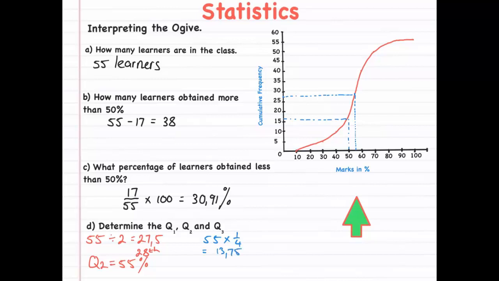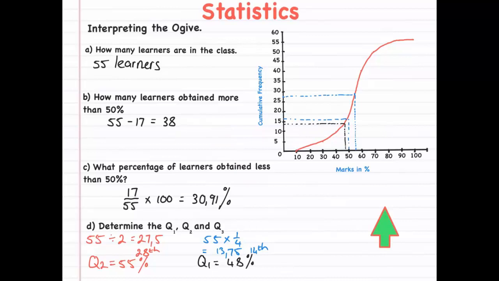13.75. So we're looking at the 14th value, and again the 14th value is just below the 15, and I'll do this one in my black pen. So we go from 14 there all the way to the right, and then we go all the way down, and that looks like 48%. So we can say that Q1 is equal to 48%.